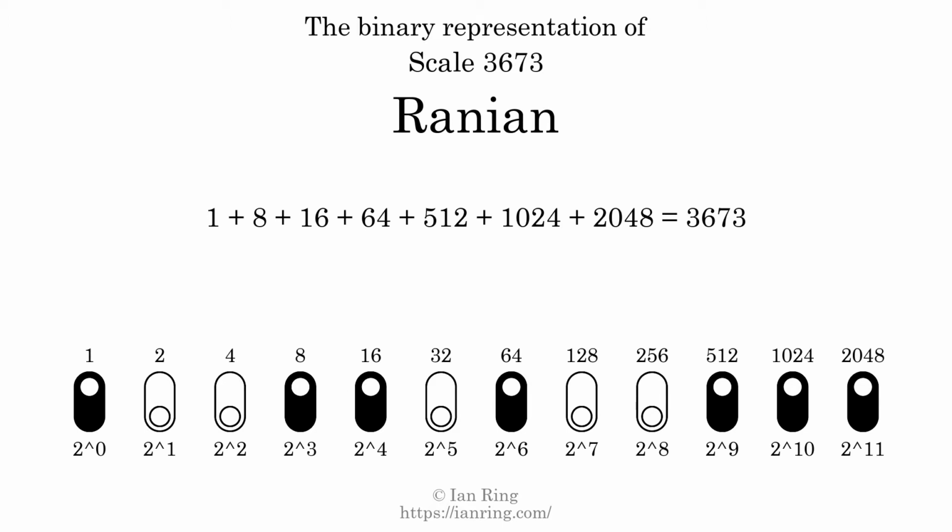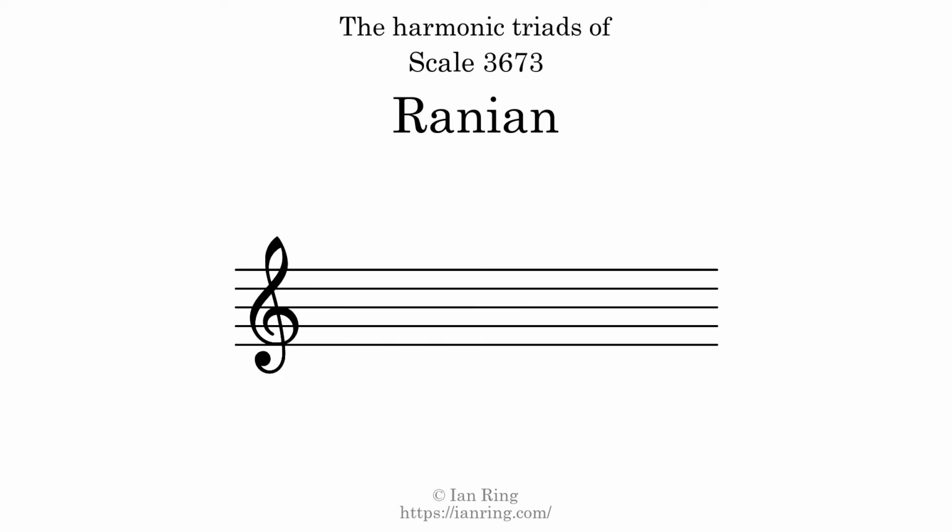3673. The scale number not only enumerates the scale with a unique index, but it also literally describes the tonal content of the scale. Represented as a binary number in base 2, the scale number is 1110010110001. Here are the harmonic triads present in this scale.